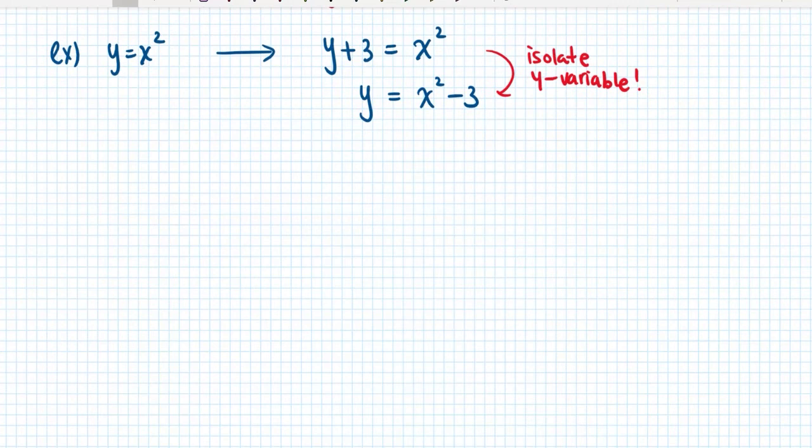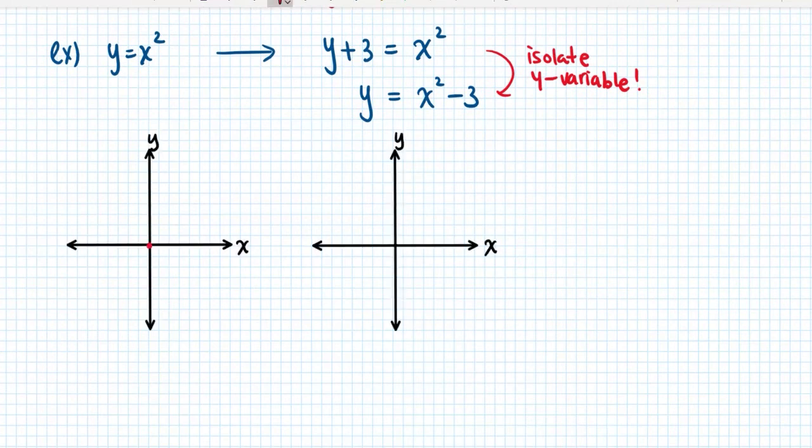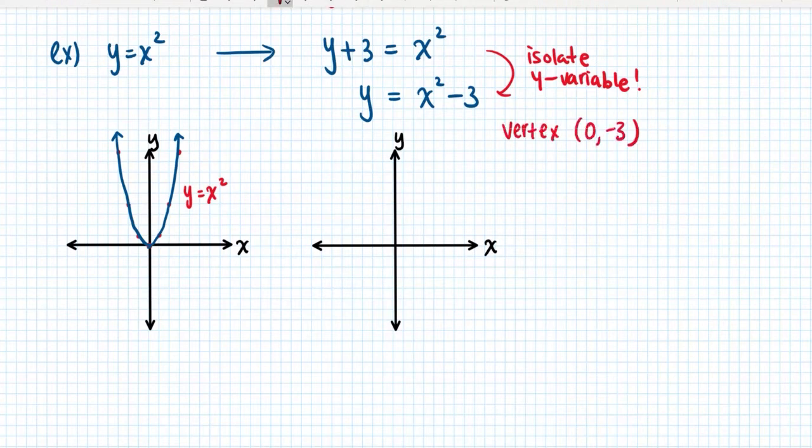And then we're going to draw the graph. Here's the graph for y is equal to x squared. Using the vertex in the second form, the vertex is going to be 0 and negative 3. So we start from 0 and negative 3, which is down here. And then we just need to use the same shape of the original function.